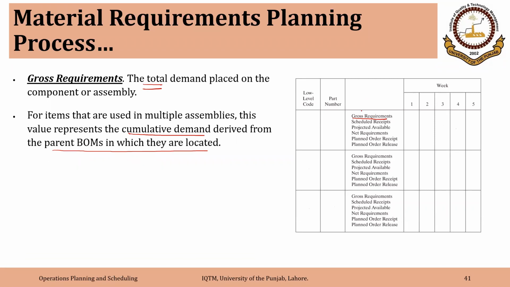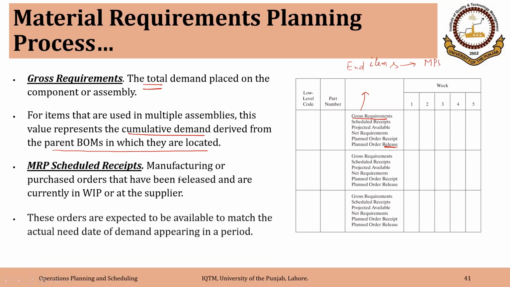The gross requirement for the end item comes from MPS. And the gross requirement for the components actually comes from the planned order release of the parent. So that should be kept in mind.